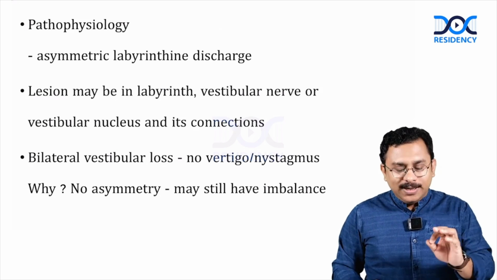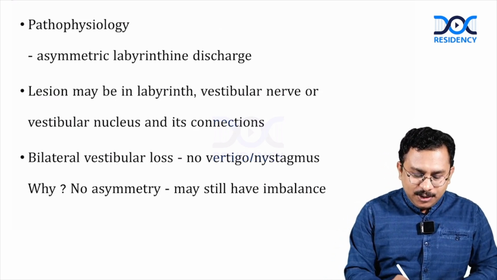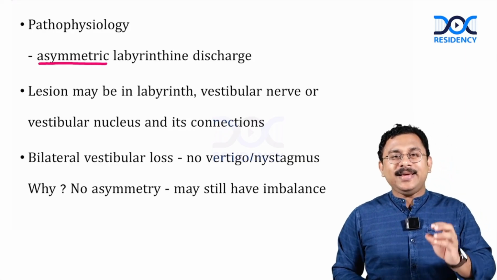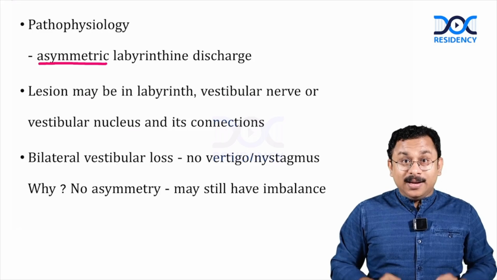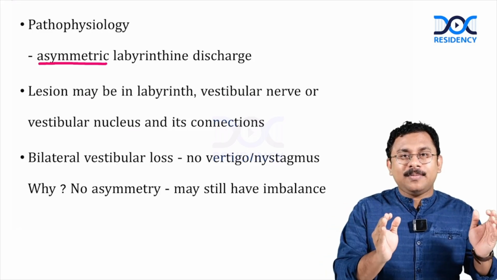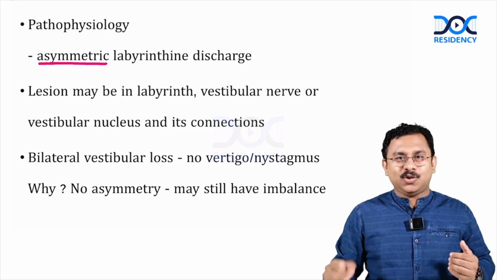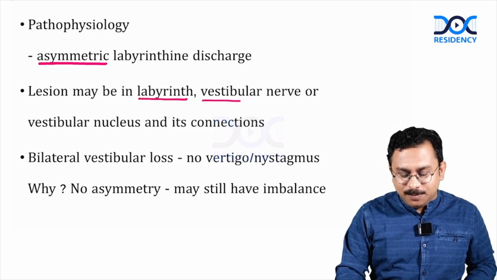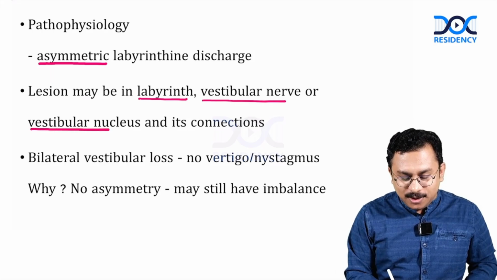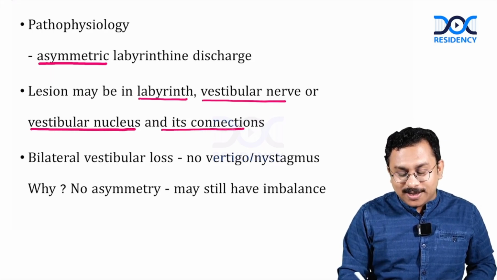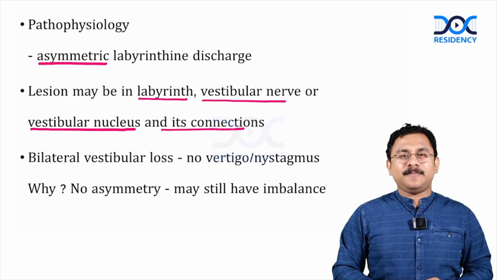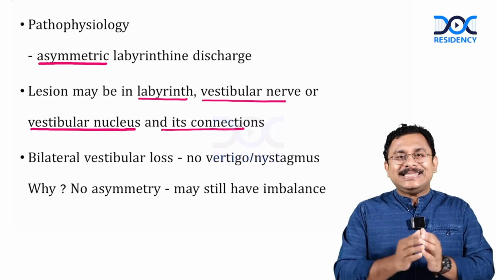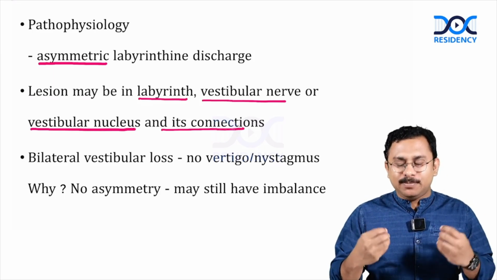So remember, vertigo occurs, very important, due to an asymmetric labyrinthine discharge. And remember, the lesion can be anywhere in the pathway. So the lesion can be either in the labyrinth, the vestibular nerve, the vestibular nucleus, and also the connections of the vestibular nerve.